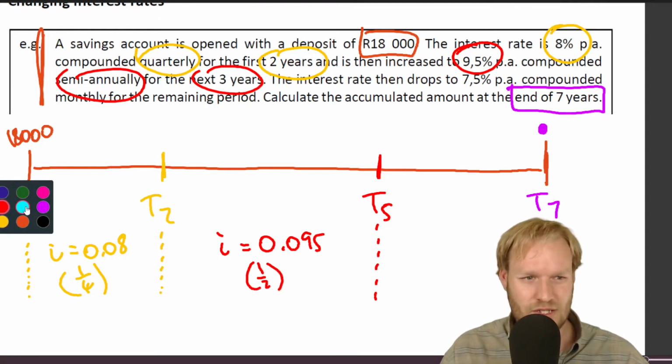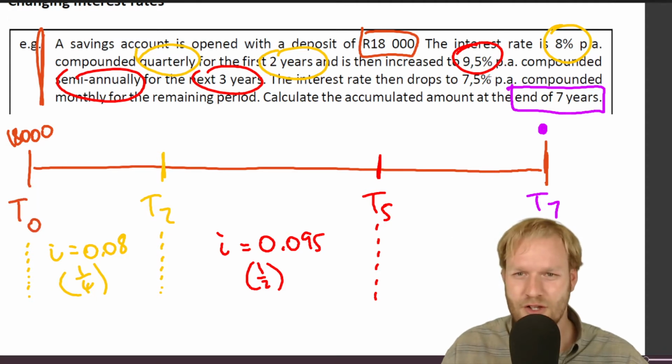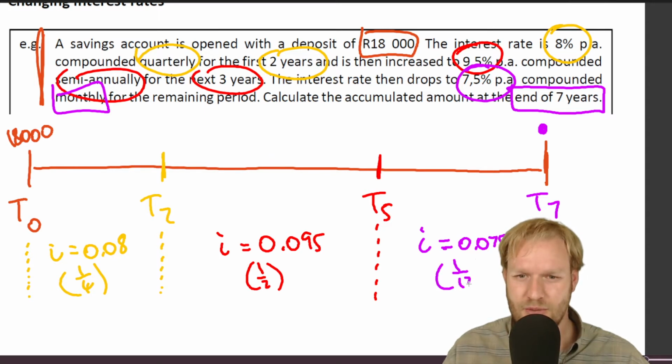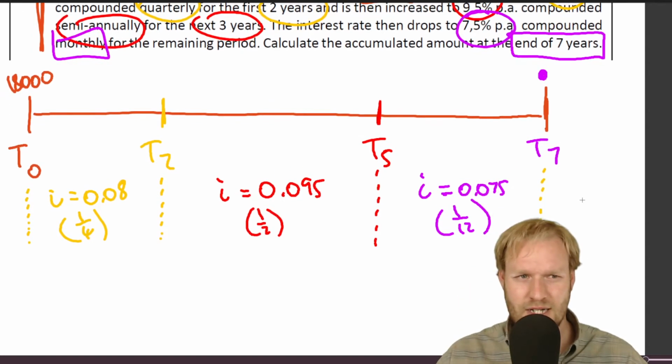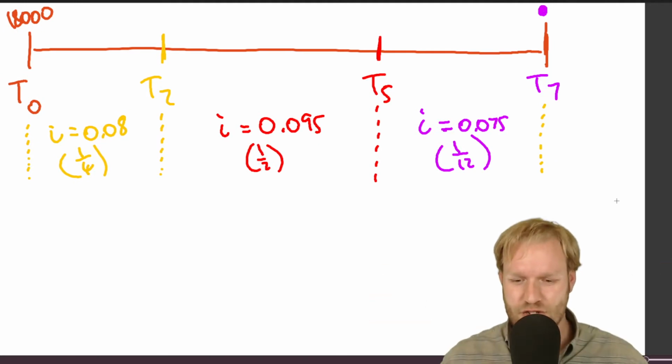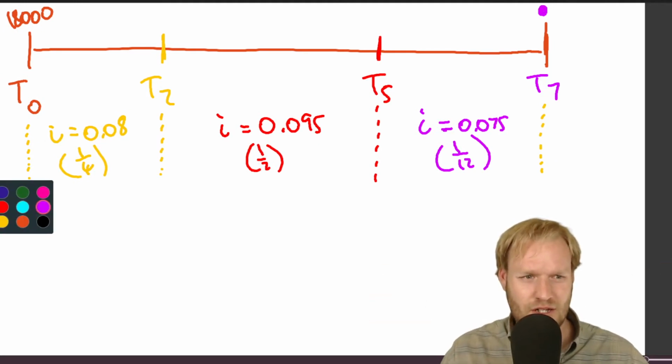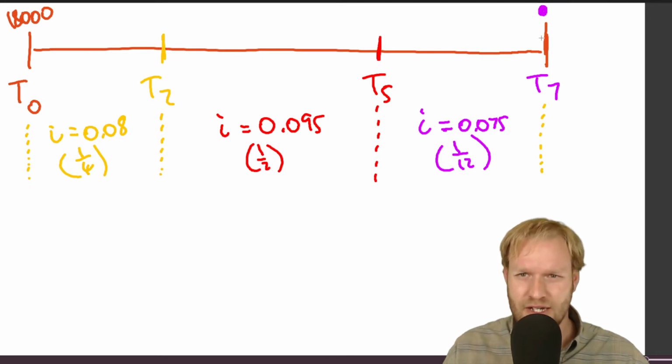And then it changes once again, and what should we go? We've got 7.5% compounded monthly for the last bit. So our interest rate is 0.075, and this is now monthly. So our timeline now shows all our information quite nicely. So now what we need to do is we need to calculate what our money is right at the end.